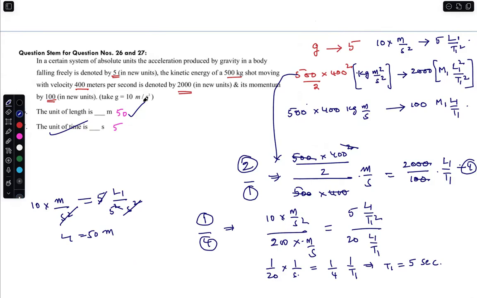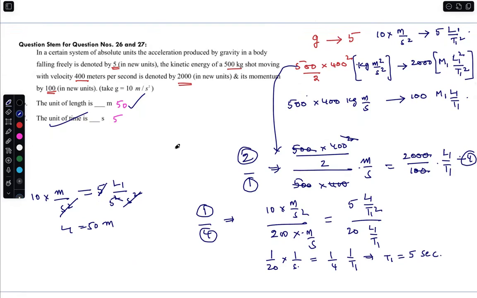Done. Easy question, which you should not miss, actually. I am not expecting that any student has made a mistake in this question. This is like a full toss slow ball.